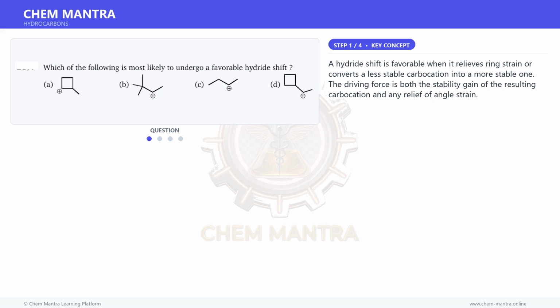A hydride shift is favorable when it relieves ring strain or converts a less stable carbocation into a more stable one. The driving force is both the stability gain of the resulting carbocation and any relief of angle strain.